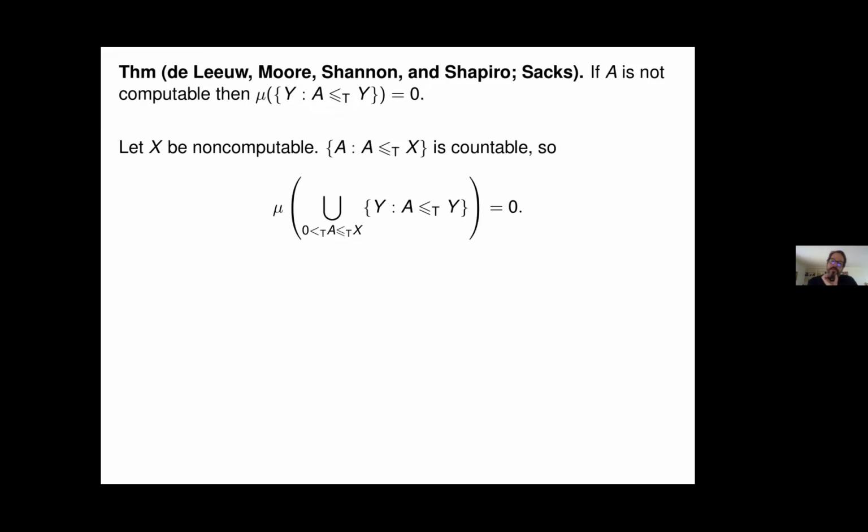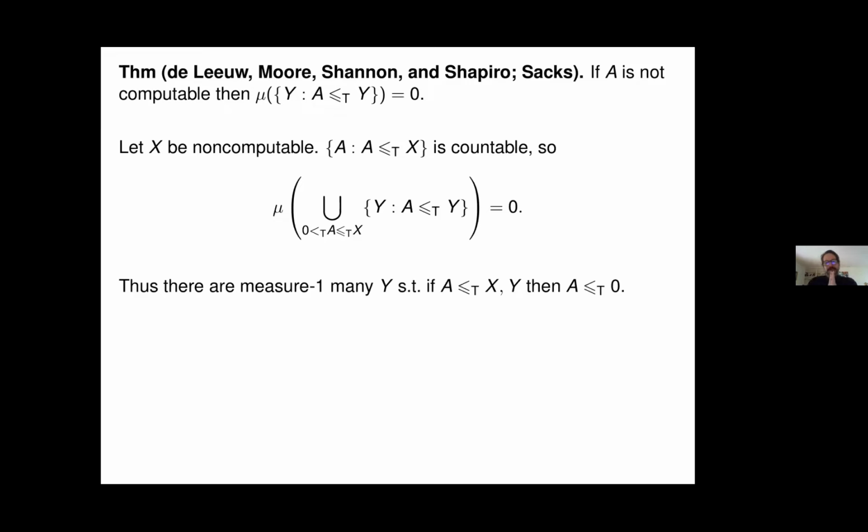So now I can take all of the A's that are computable with X, but not computable, right? And look at all their upper cones. Each one of those upper cones has measure 0. There's countably many of them. So the union still has measure 0. So that means that there's measure many Y's that are not in those cones, not in that union.